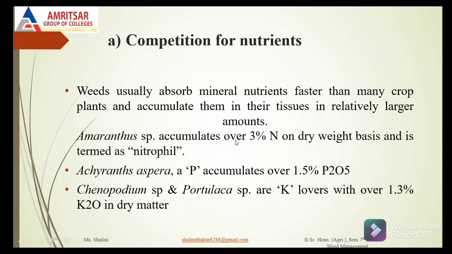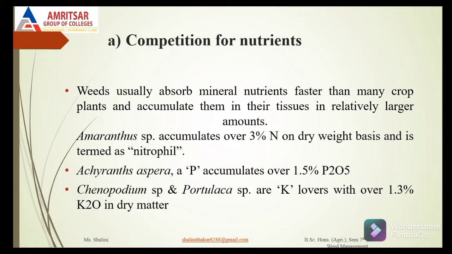So for nutrients, weeds usually absorb nutrients. There is an example that Amaranthus species accumulate over 3% of nitrogen on a dry weight basis. This is Amaranthus viridis. The species come under the Amaranthaceae family, and they accumulate 3% of nitrogen, meaning in those plants the nitrogen percentage is 3%. On a dry weight basis, that means the vegetative part. The Amaranthaceae family or Amaranthus species are also known as nitrophils.